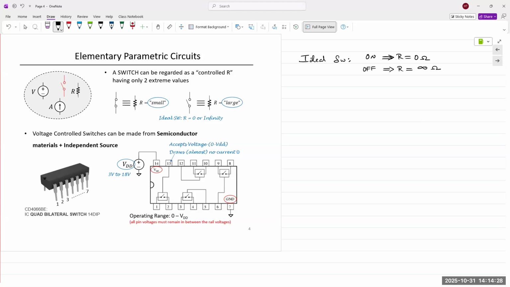Real life switches, of course, are not ideal. And so they have some resistance, even though that resistance could be on the order of milliohms or smaller, perhaps. But it'll still have some resistance. Okay. Those are mechanical switches. I mean, there are a variety of switches available. We can use mechanical switches, just flip on and off, like circuit breaker switches.